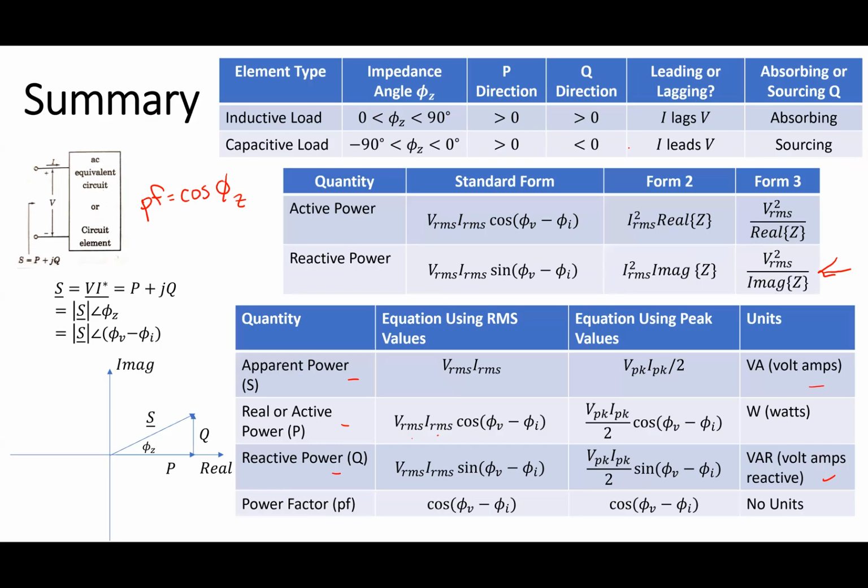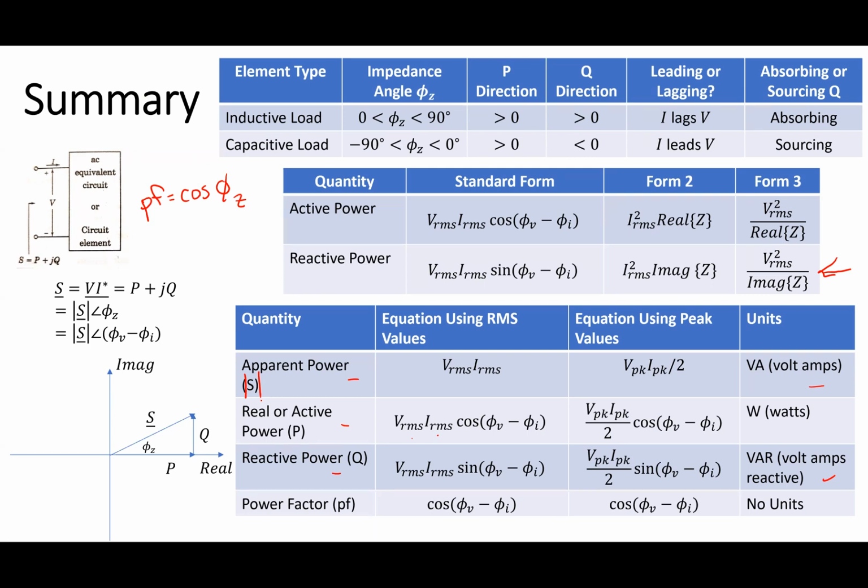So I give you the units. Apparent power is the magnitude of S, and it's not written that way in the notes I posted, but I fixed that in the notes I posted. The magnitude of S, which is VRMS times IRMS, is in units of volt amps. Real or active or average power has units of watts. Reactive power has units of VARs, or volt amps reactive. All of them are volts times amps; we just differentiate them differently.